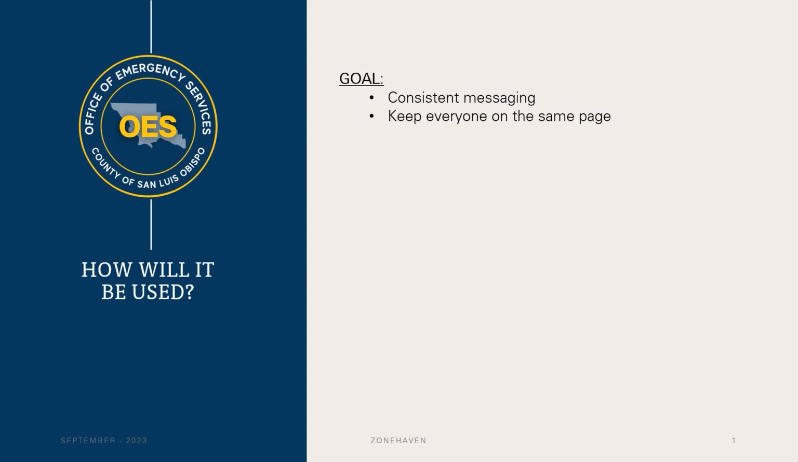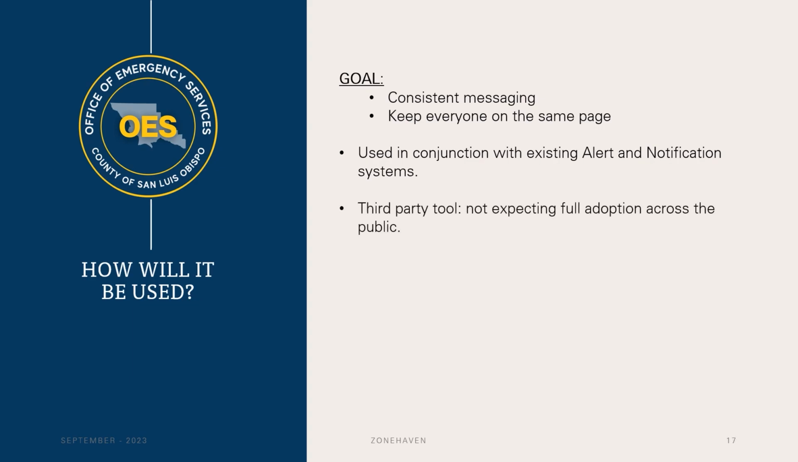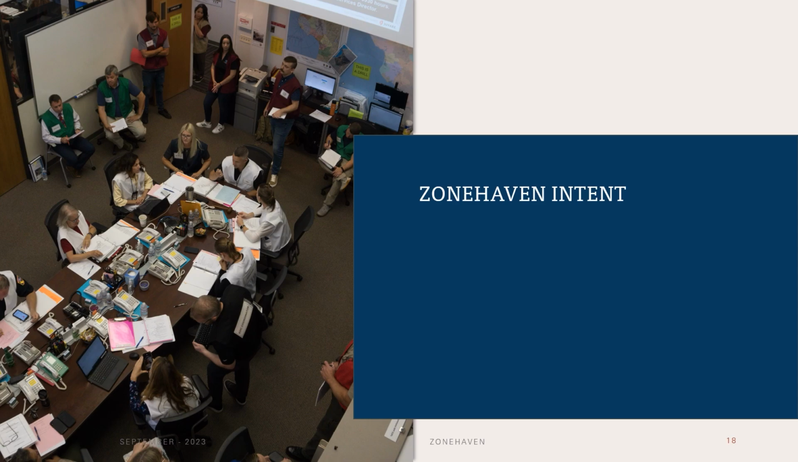In order to utilize ZoneHaven effectively and to get the message out to our citizens, it will be used in conjunction with our other alert and notification systems. ZoneHaven is a third-party opt-in application that citizens will utilize, but because it's a third-party app, there may not be that many people that utilize the application. ZoneHaven is intended to be used for large-scale evacuations. It is not designed for smaller fires where we may take protective actions for one or two streets.